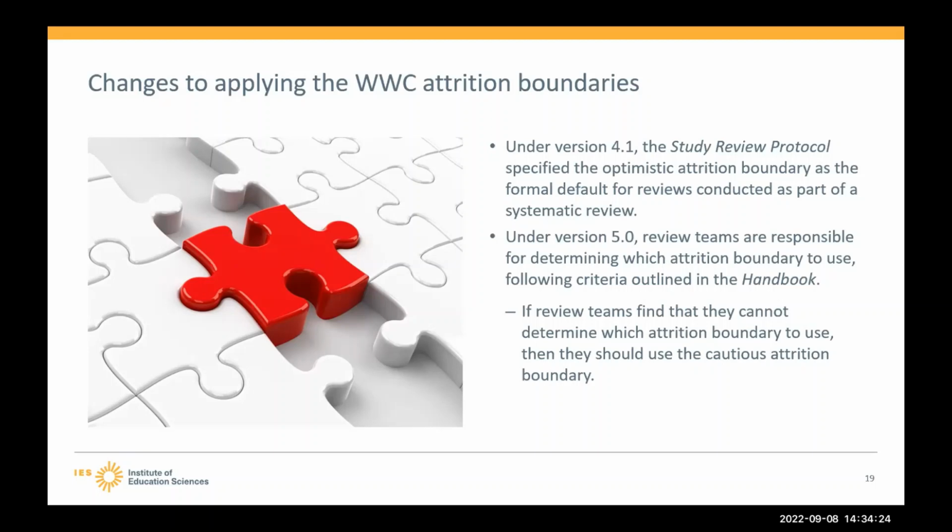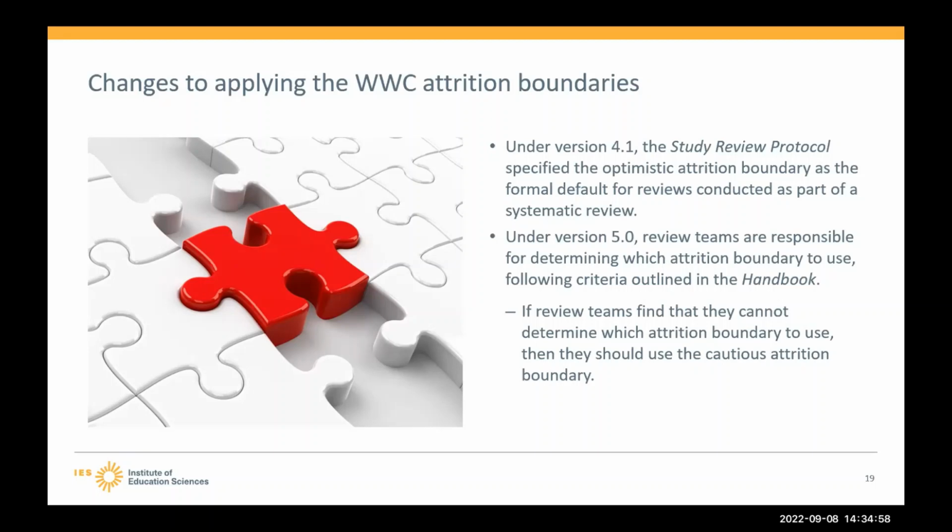Now, in contrast, the version 5.0 standards now clarify that teams conducting systematic reviews of interventions must select the attrition boundary that's appropriate for that particular intervention. So in cases where review teams cannot clearly identify an appropriate attrition boundary, the cautious attrition boundary will be used as a default as a conservative approach. And so the goal of this shift is to make sure that review teams are thinking critically about the intervention and its context during the review process.